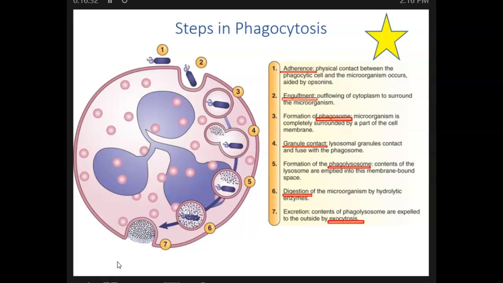Then there's the formation of the phagolysosome, where the contents of the lysosome, and remember, these are powerful chemicals, are emptied into this membrane-bound space, and digestion of the microorganism by hydrolytic enzymes occurs. Then the last stage is excretion. So the contents of that phagolysosome are expelled to the outside by exocytosis.